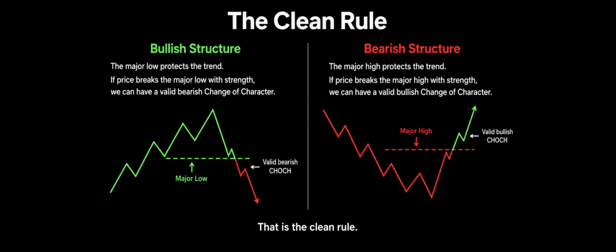Now let's make this very simple. In bullish structure, the major low protects the trend. If price breaks the major low with strength, we can have a valid bearish change of character. In bearish structure, the major high protects the trend. If price breaks the major high with strength, we can have a valid bullish change of character. That is the clean rule.